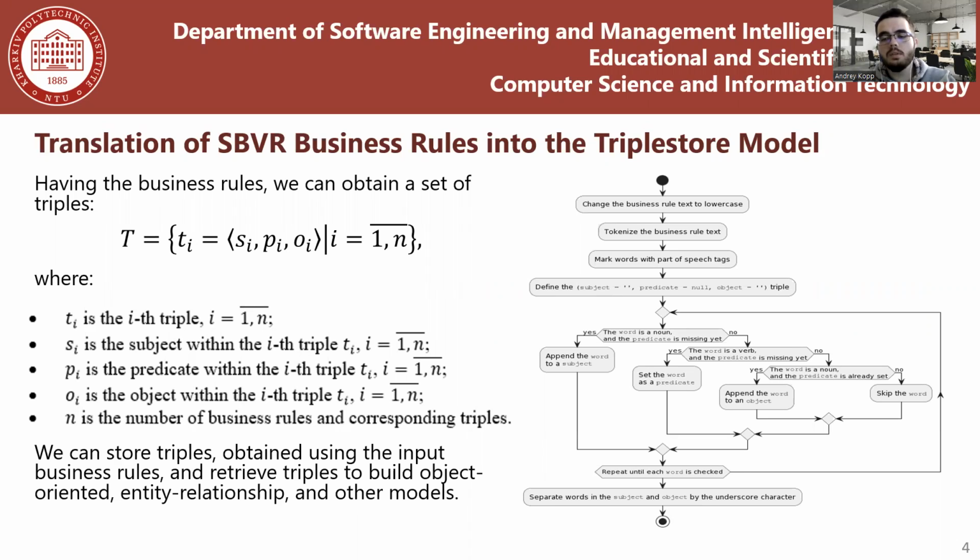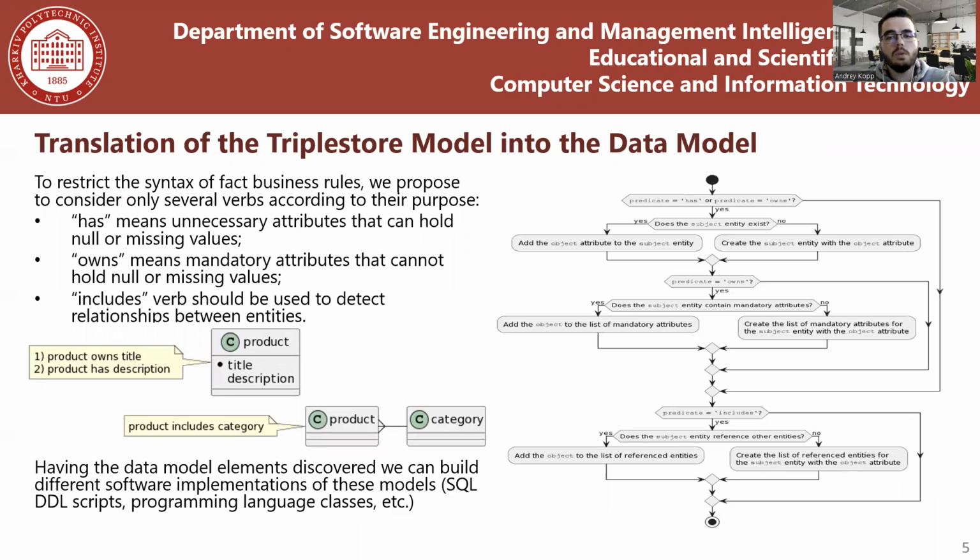Then we just need to separate the words in subjects and objects by the underscore character to avoid the confusing situations. And finally, we can get the triple store from the business rules given on input, and we can retrieve triples. We can use them to build object-oriented entity relationship or any other data models. Then we can use this triple store model to build actually the data model.